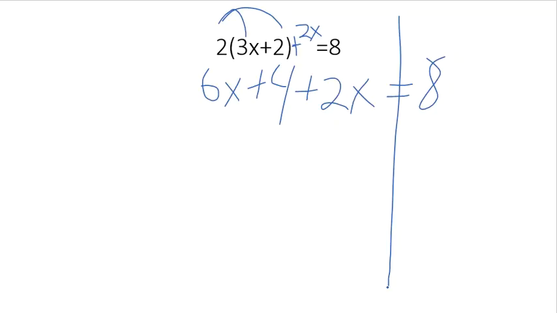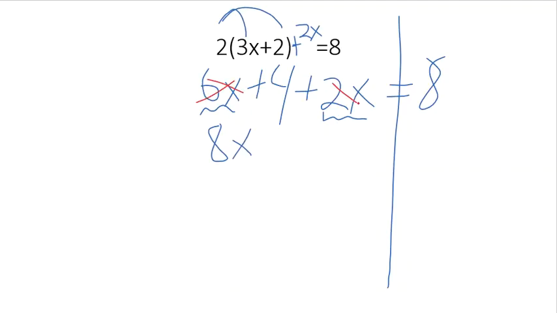From here, we're going to look at the left side and see if there's anything we can combine. So we have a 6x, and we also have a 2x. Because they're on the same side, we can just put them together. 6x plus 2x gives us 8x.